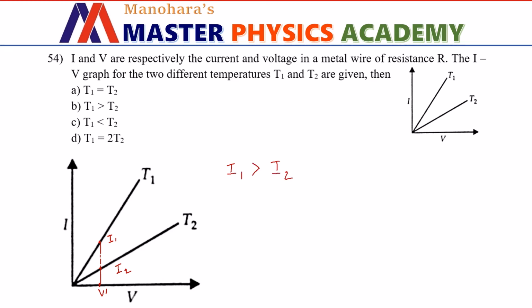That clearly indicates R1 is less than R2 because current and resistance are inversely proportional to each other. But what knowledge do we have about the resistance and the temperature of a metallic conductor? If the temperature of the metallic conductor increases, the resistance of the conductor also increases. That means the temperature for the first graph will be less than the temperature for the second graph. So that is given in option C.